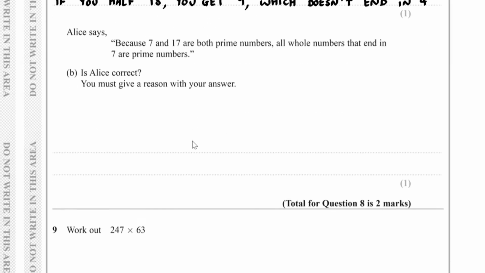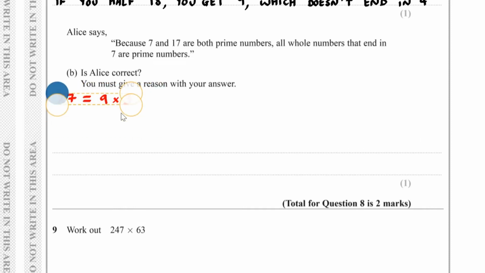Then for part B, Alice says, because 7 and 17 are both prime numbers, all numbers that end in 7 are prime numbers. Is Alice correct? You must give a reason with your answer. Now let's think of the number 27. 27 we can write as 9 times 3, which we can see is not a prime number.